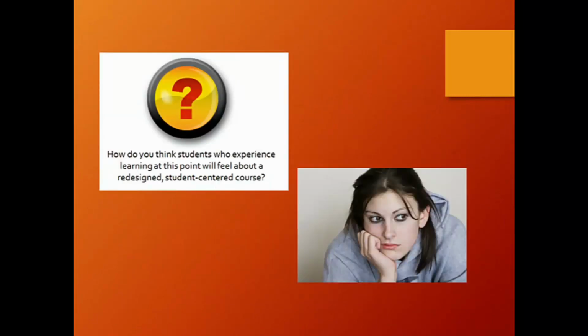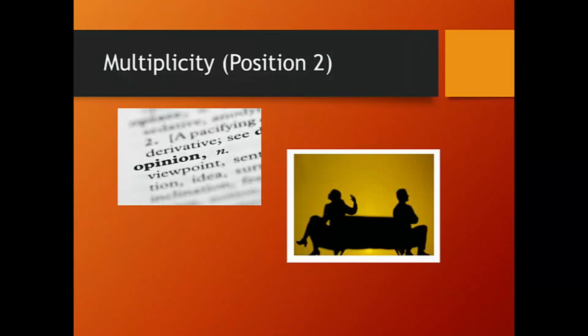How do you think students who experience learning at this point would feel about a redesigned student-centered course? According to research literature, students sometimes feel threatened, they're intolerant of ambiguity, they're confused, and they're very resistant to this type of change in their course. The second position in the Perry scheme is multiplicity.